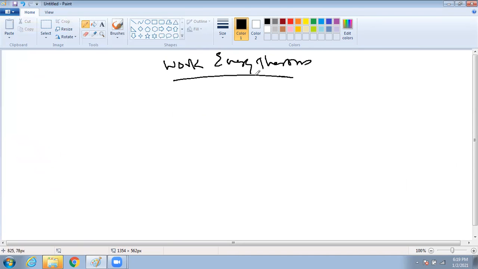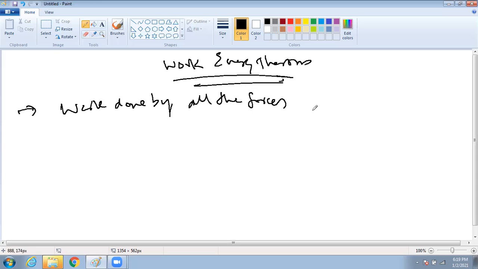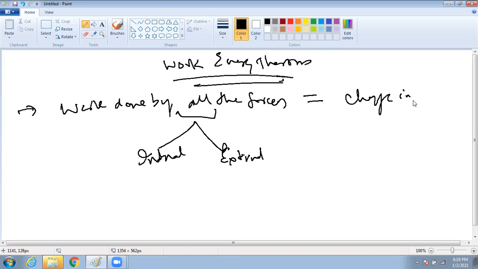Work energy theorem. What is this? What is the work energy theorem? Write down the definition. Work done by all the forces, and when I say all the forces, it means both internal force and external force, is equal to the change in kinetic energy of the body. Or I can write it like this: K final minus K initial. That's all.